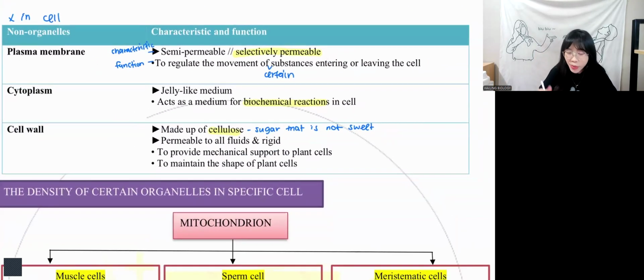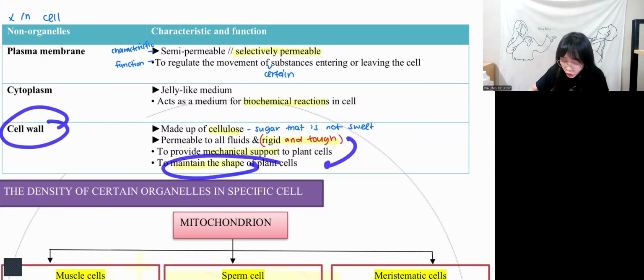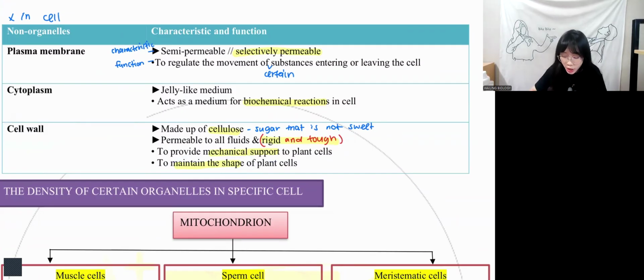Okay, the characteristic of it, besides they are made of cellulose, they are rigid and tough. Okay, if you want to write characteristic, right over here, rigid and tough, or tough and rigid, both also okay. This is another characteristic. You can say permeable to all fluid also can. If you want to write rigid and tough, your explanation is they are able to provide mechanical support to plant, means to provide support to the plant and to maintain the shape of a plant. So whenever you want to explain your answer, how does a cell wall maintain the shape of a plant cell? You have to write because they are rigid and tough. This will be your explanation. This is for cell wall.